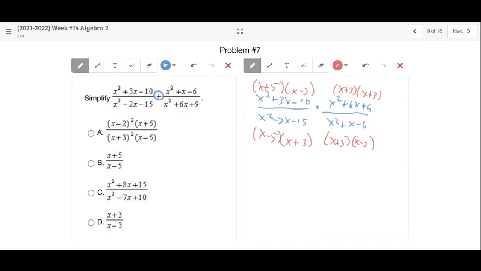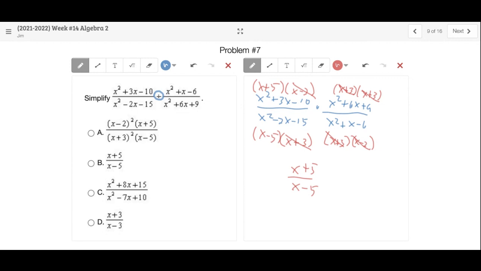Then I'm going to start crossing things off. I've got an x plus 3 and x plus 3, crosses off. I've got an x plus 3, x plus 3, crosses off. X minus 2, x minus 2. All I have left is x plus 5 on top, x minus 5 on bottom. That's it. But those factoring skills come in handy.